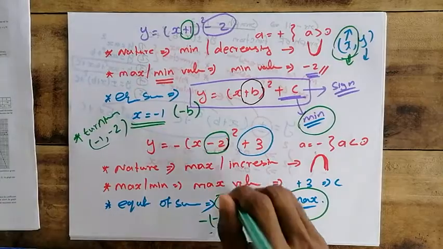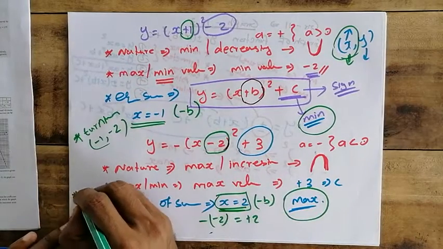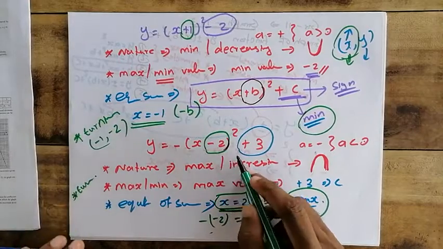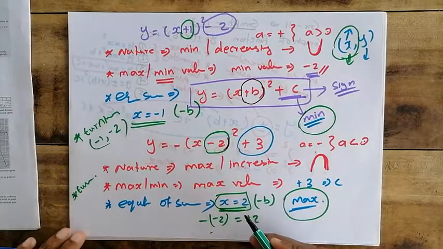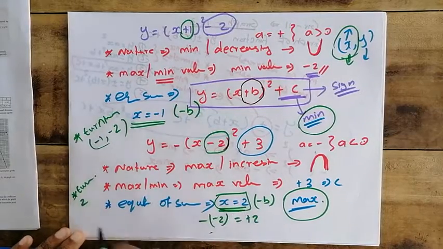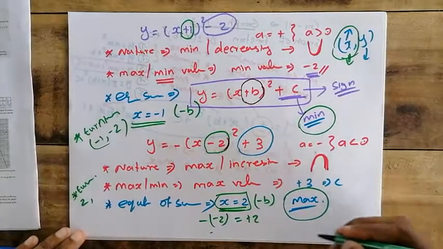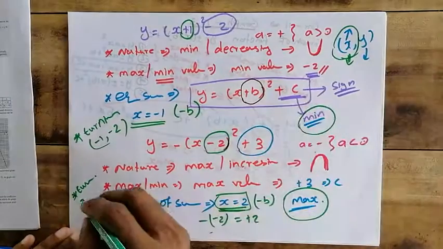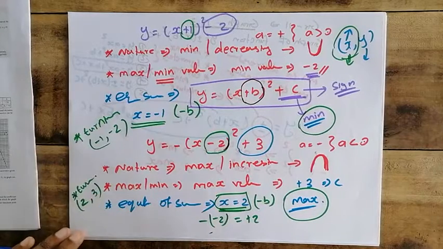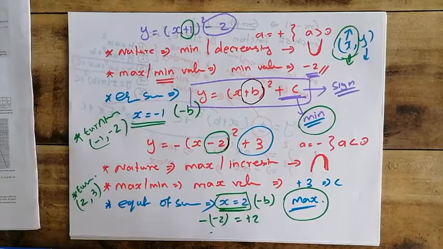Okay, check with the second graph. The turning point of this graph: the x coordinate we take from the symmetry axis. So it's 2, the negative value of b. And the maximum value, c, is plus 3. So (2, 3) is the turning point. Check with the graph whether it is correct or wrong. Yeah, it's perfectly correct. (2, 3) is the turning point.